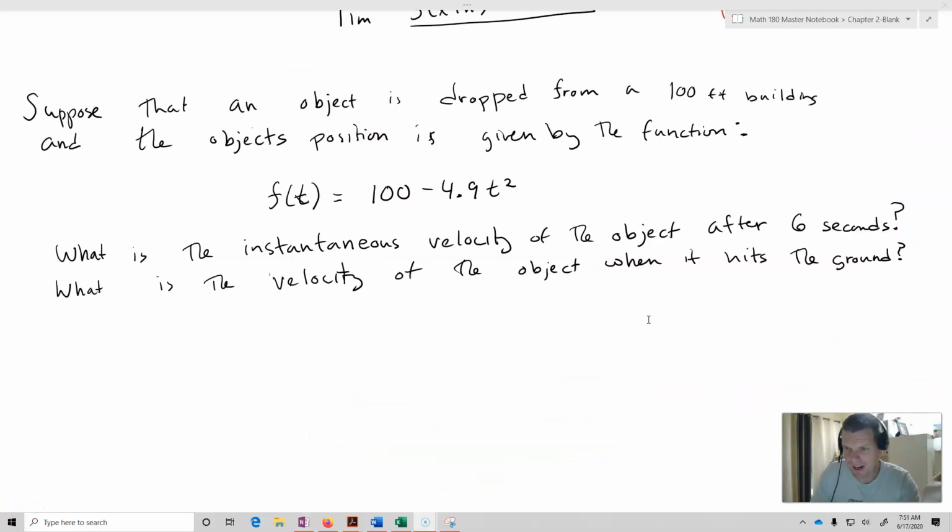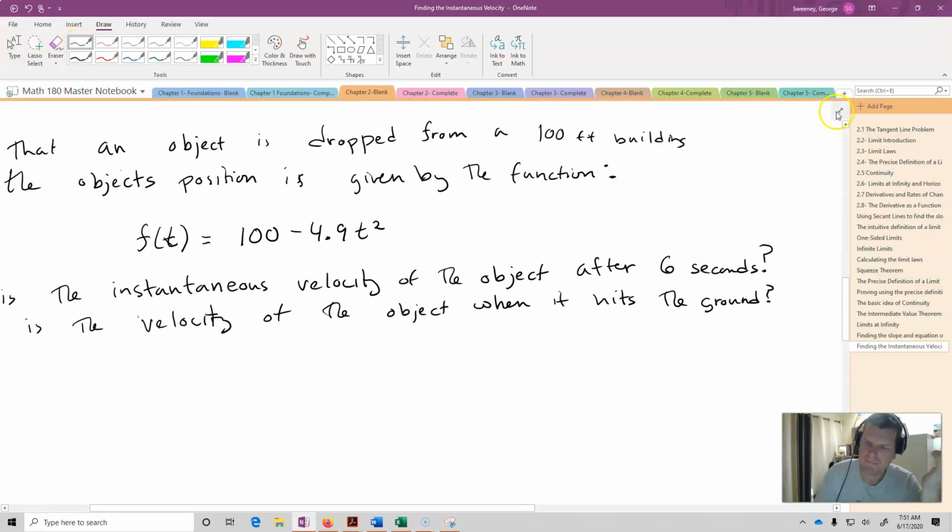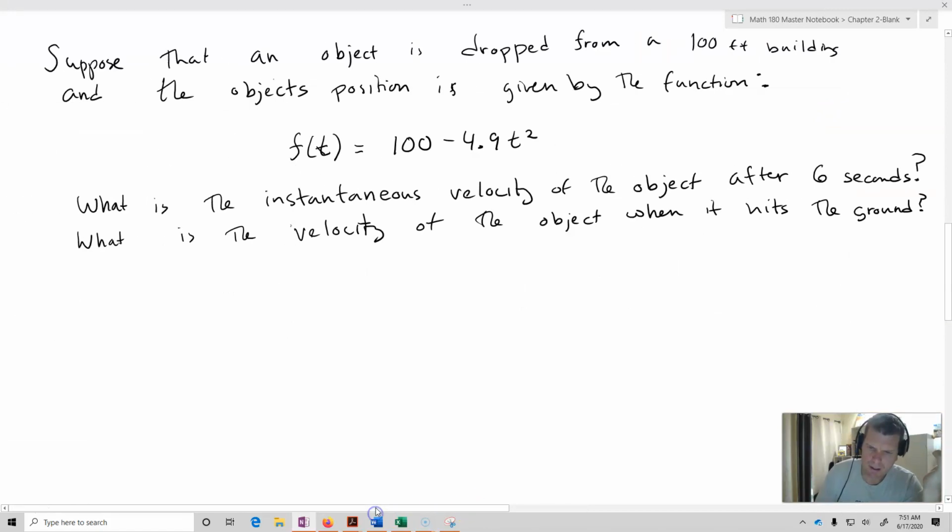So let's answer our question. Let's find an instantaneous velocity. That should be kind of cool. Let's do that. Okay? So suppose that an object is dropped from a 100-foot building and the object's position is then given by this function, f of t, t being our time, equals 100 minus 4.9 t squared. What is the instantaneous velocity of the object after 6 seconds? Okay, so we're going to be asked to find that. And then what is the velocity of the object when it hits the ground? Awesome. Another good question.